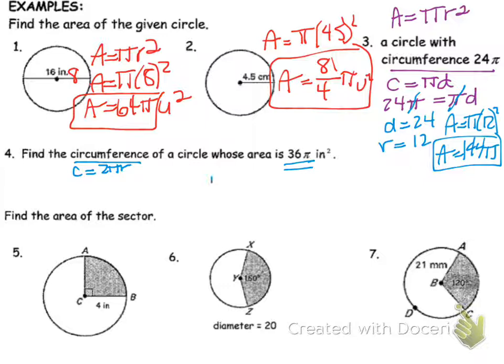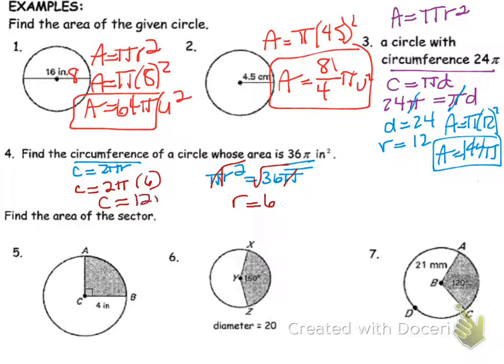So if area is pi r squared, and that equals 36 pi, now I'm just going to solve for r. So those pi's are going to cancel. Take the square root, and so r is 6. And so now I'm going to take that and plug it into that formula. So c equals 2 pi times 6. So our circumference here would be 12 pi.